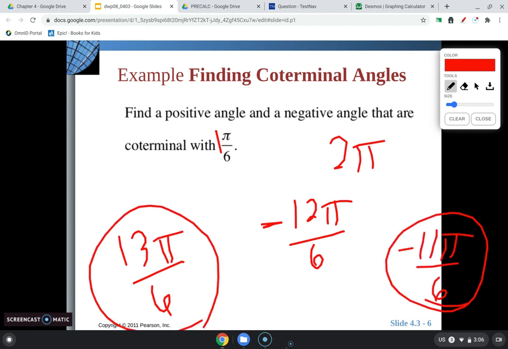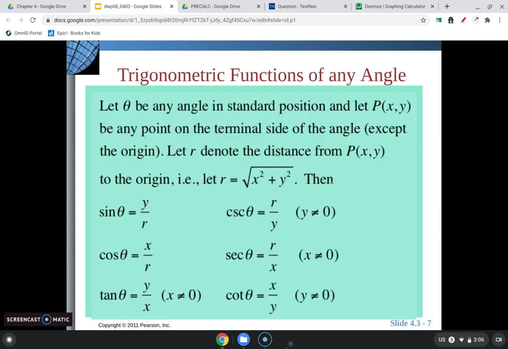So just remember that coterminal means they end in the same spot. 2 pi radians is the same thing as 360 degrees.